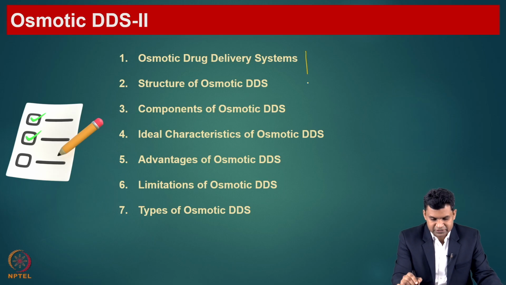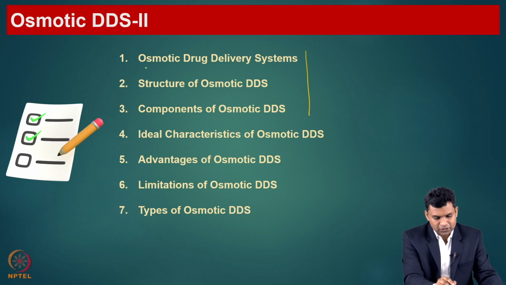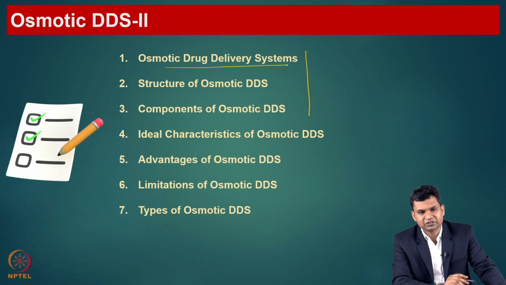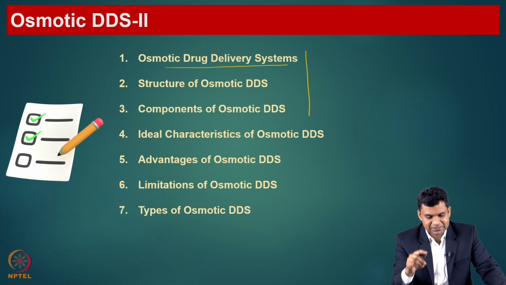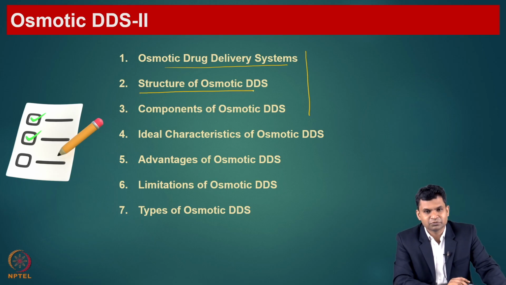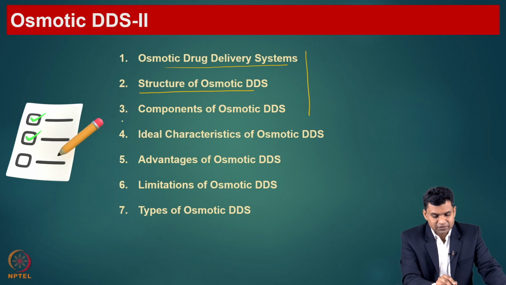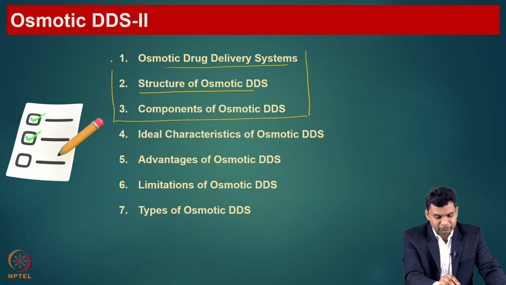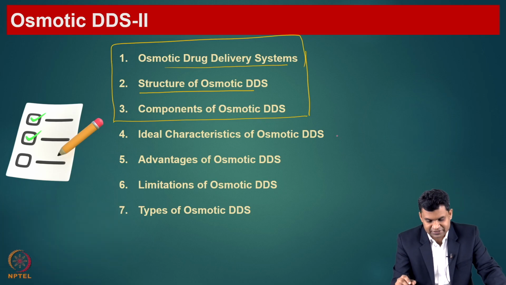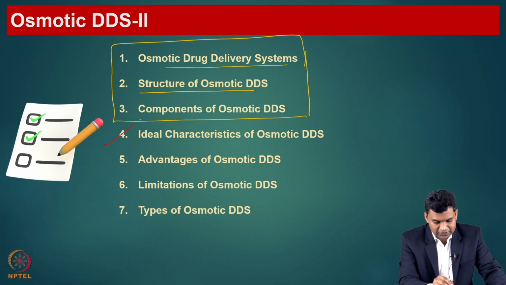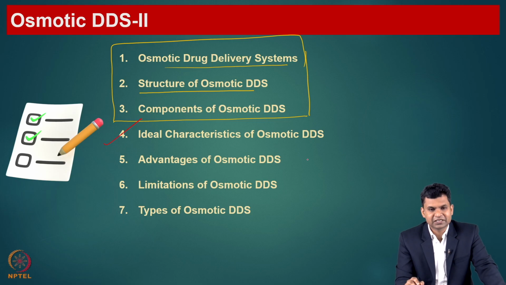So far, we discussed these three topics on the osmotic drug delivery system. We have seen the working principle and the important points on osmotic drug delivery systems, and then we discussed the structures of osmotic drug delivery system. Then we have seen the components. So, today we are going to discuss the ideal characteristics of osmotic drug delivery systems.